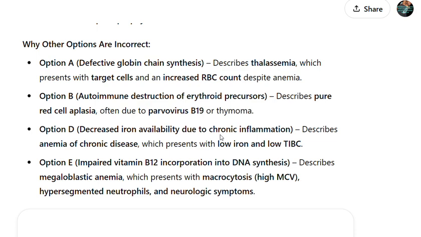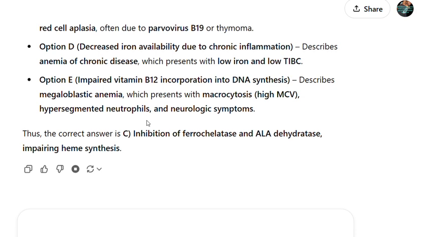Option D, decreased iron availability due to chronic inflammation, describes anemia of chronic disease, which presents with low iron and low TIBC. Option E, impaired vitamin B12 incorporation into DNA synthesis, describes megaloblastic anemia, which presents with macrocytosis, high MCV, hypersegmented neutrophils, and neurologic symptoms. Thus, the correct answer is C, inhibition of ferrochelatase and ALA dehydratase, impairing heme synthesis.